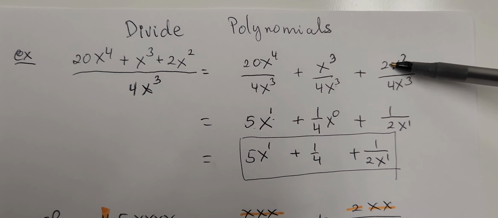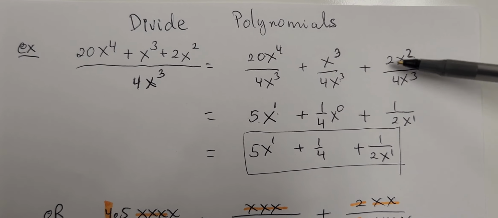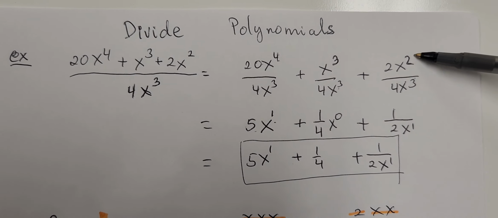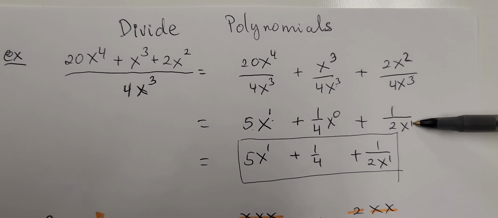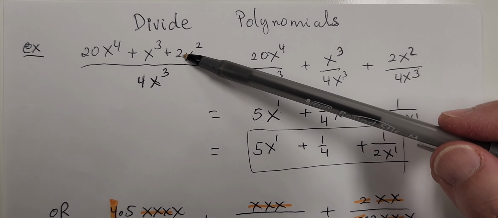Reduce these. 2 over 4 should be 1 over 2. 2 divided by 2 gives me 1. 4 divided by 2 gives me 2. And then 2 subtract 3 gives me 1. Okay, so this is the final answer for this problem.